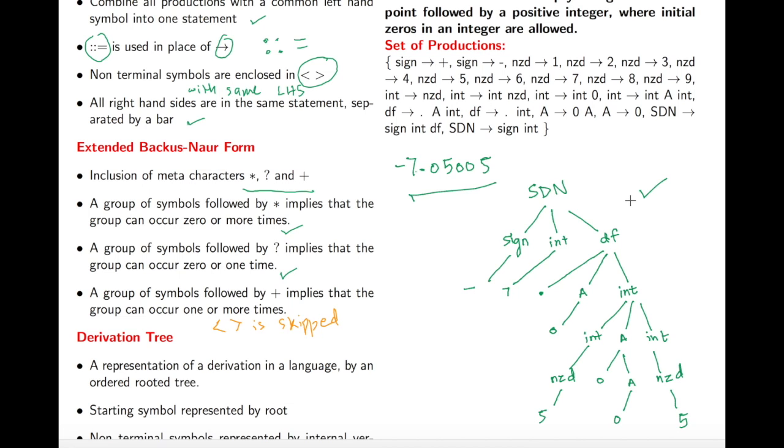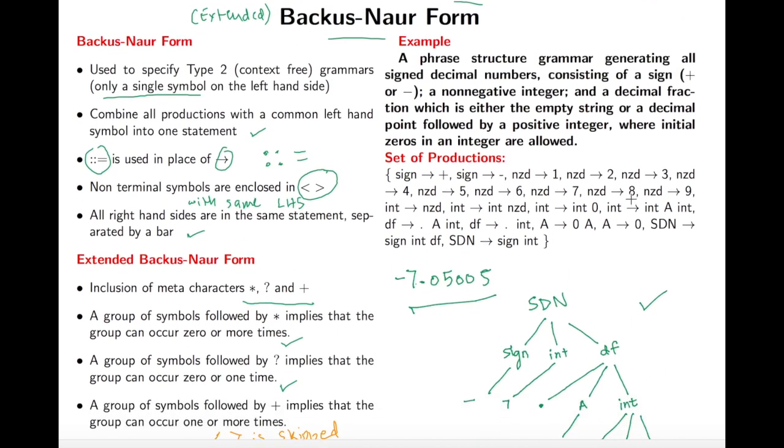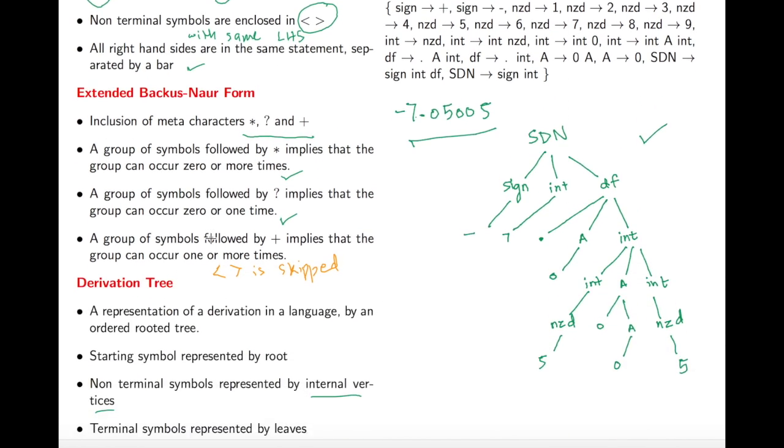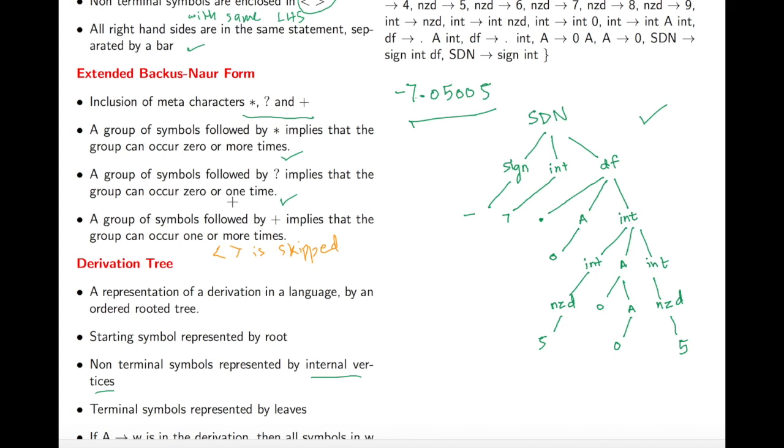So this is the way we can find a representation of a derivation using the derivation tree. As a recap, we checked the Backus-Naur form, which is a compact representation of productions and of a type 2 grammar. We also talked about an extended version of the Backus-Naur form, and in the end we checked a representation of a derivation in a language through a derivation tree.